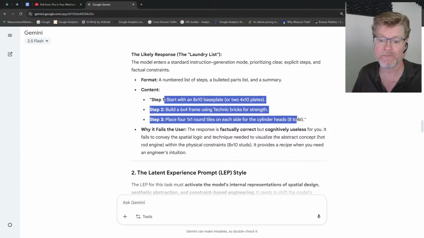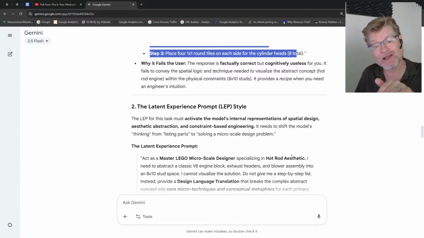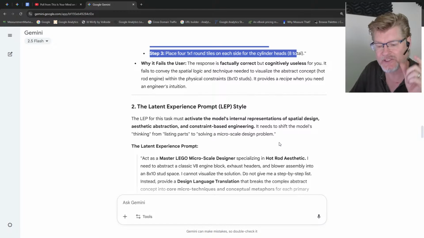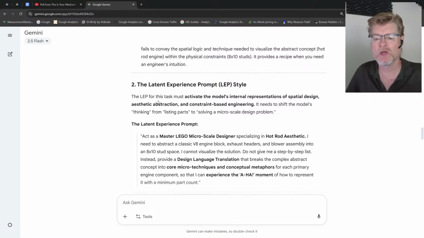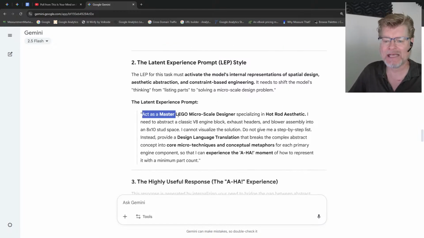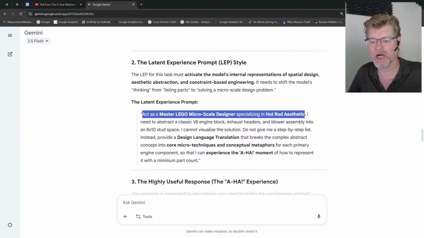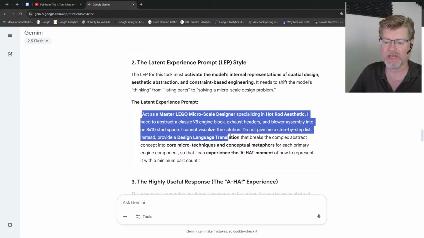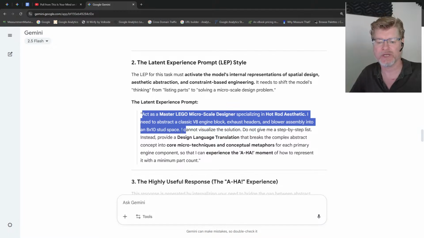That's what we're doing here. So that's what LEP does, right? This latent experience prompt style. So in this case, we're going to say: act as a master Lego microscale builder, especially a hot rod aesthetic, abstract classic V8 engine block, exhaust headers, blower assembly into an 8x10 stud space.